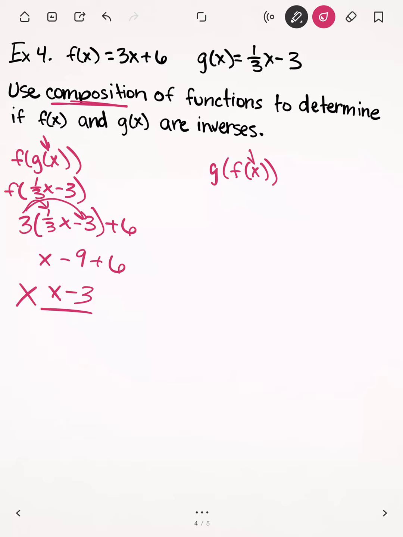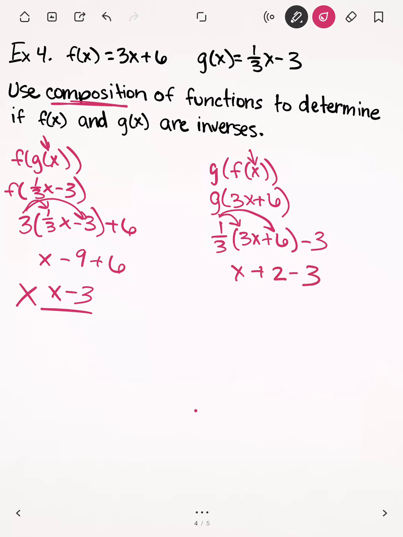So here, my input is x. g of f of x is 1/3 times f of x, and f of x is 3x plus 6. So I plug that in for my x. So I have 1/3 times 3x plus 6, minus 3. I distribute the 1/3. 1/3 times 3x is just a 1x. 1/3 times 6 is a positive 2, minus 3. So x plus 2 minus 3, combine these terms. 2 minus 3 is a -1. My input was x, my output is x minus 1, which shows they are not inverses. So not inverses.